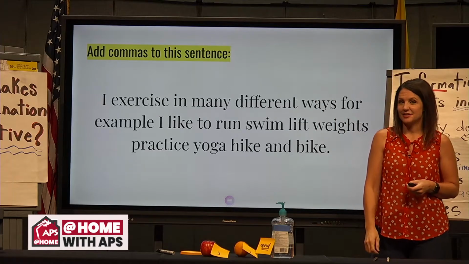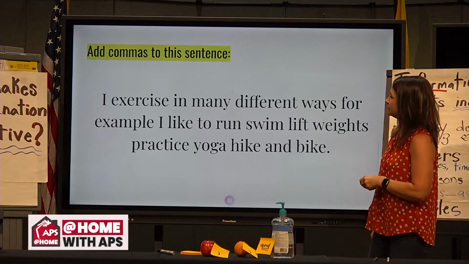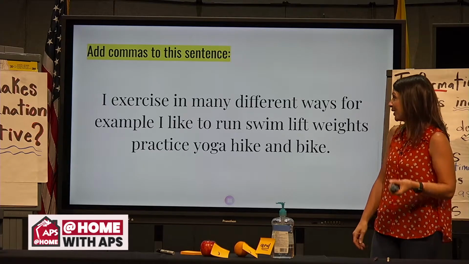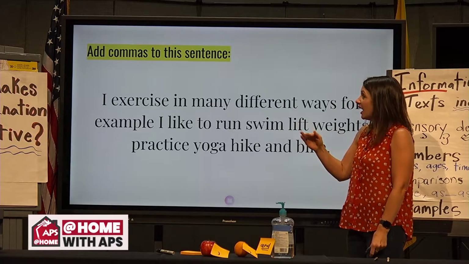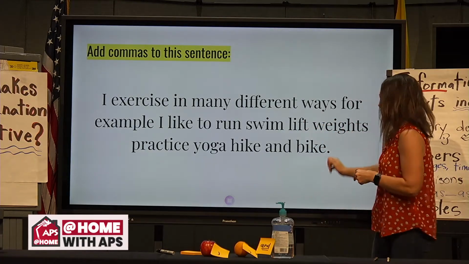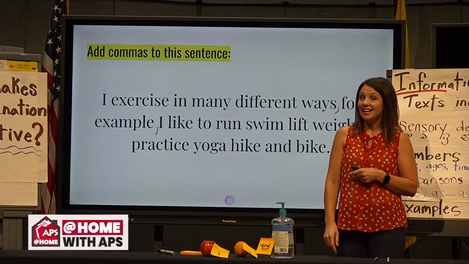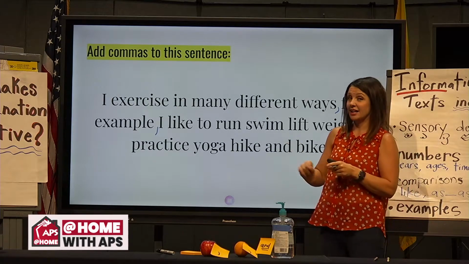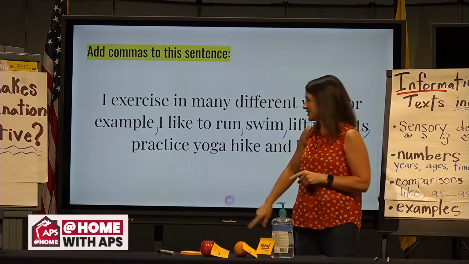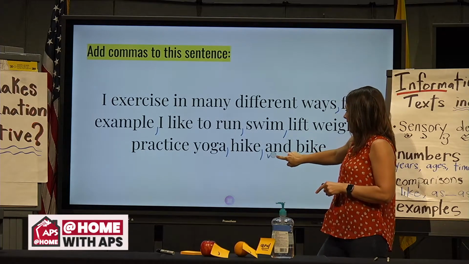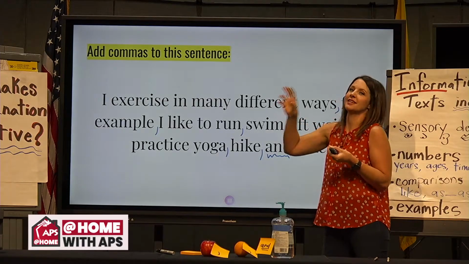Let's add commas to this sentence. I exercise in many different ways. For example, I like to run, swim, lift weights, practice yoga, hike, and bike. True story. I don't like to sit still. I exercise in many different ways, comma. For example, comma, I like to. Now let's think of all the different things. I like to run, swim, lift weights, practice yoga, hike, and bike. That's a long list. I'm giving examples. I like to exercise. Let me show you all the ways I do.